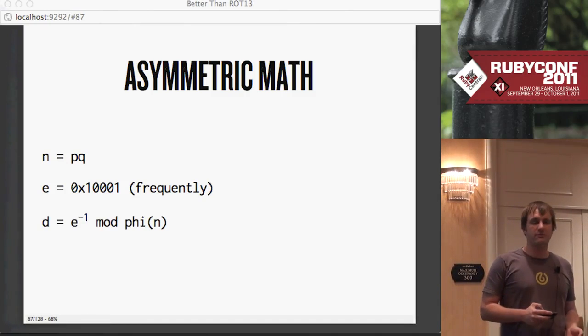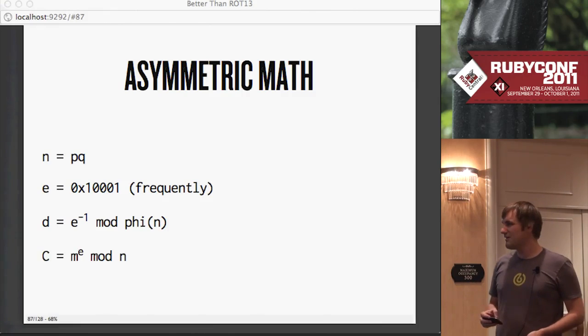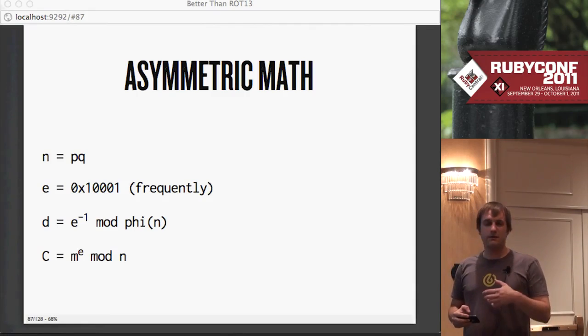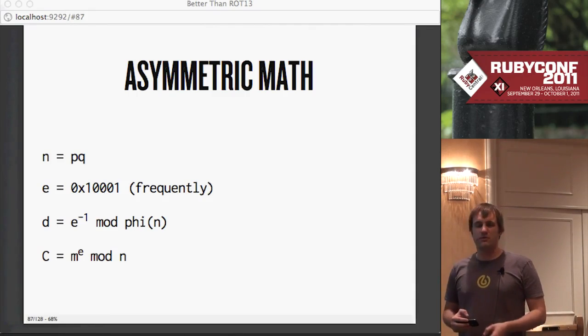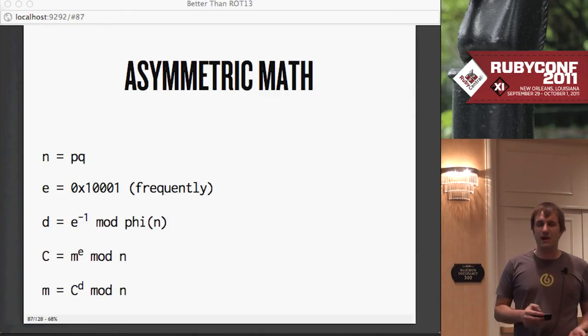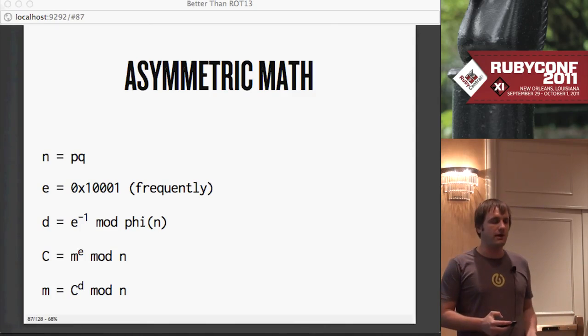The decryption exponent is that, E inverse, modded with the Euler's totient of N. Okay. And to encrypt something, you take your message M, you raise it to the exponent of the encryption exponent, and mod it with your N, and then you get C. And to decrypt, to get the message back, you take the ciphertext, raise it to the decryption exponent, mod it with N, and you get M back.